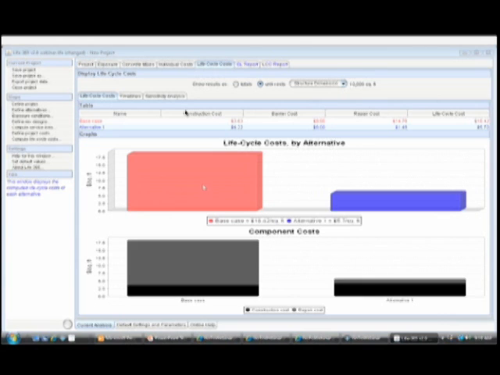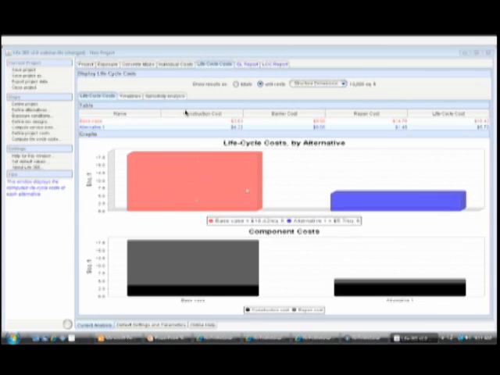So first and foremost, it's showing you this table. Base case has a construction cost of $3.63 per square foot. Repair cost of $14, and that's summing up all the repairs over the life of the structure. So you've got 5 times as much repair cost as you do construction cost, and an overall life cycle cost of $18.42. Alternative 1 is slightly more expensive, but it has a much lower total summation of repair costs and gives you a much lower life cycle cost.